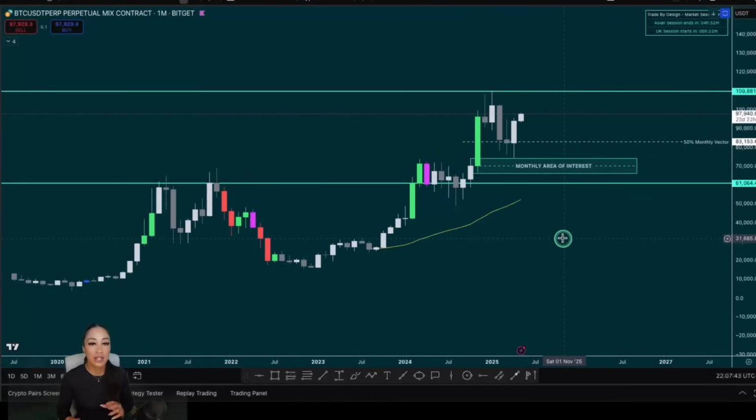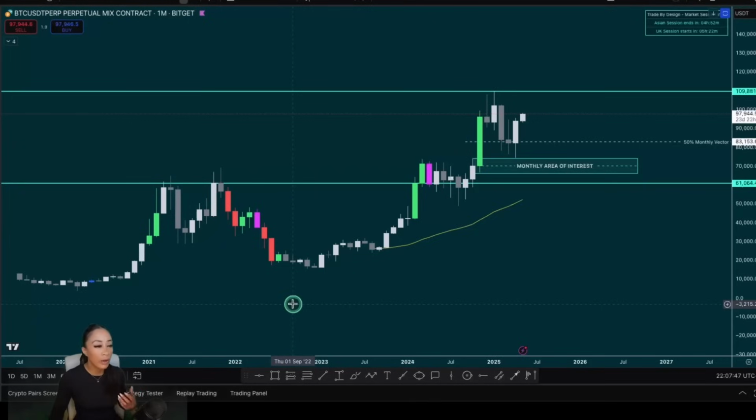The next thing we want to do is zoom out and ask, what is the bigger picture here in regards to market structure? Are we creating higher highs and higher lows, or is price looking like it wants to turn around and start a new trend? At the moment, I can see higher highs, higher lows, higher highs, higher lows, higher highs. So we are clearly in an uptrend on the monthly time frame.